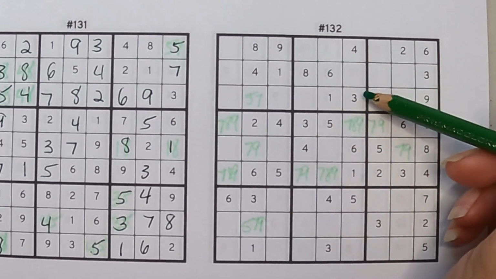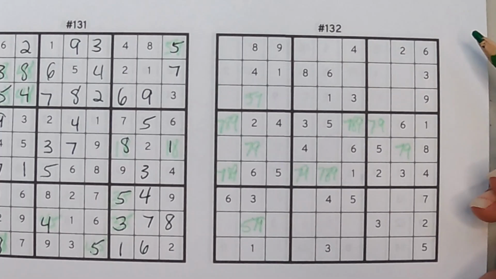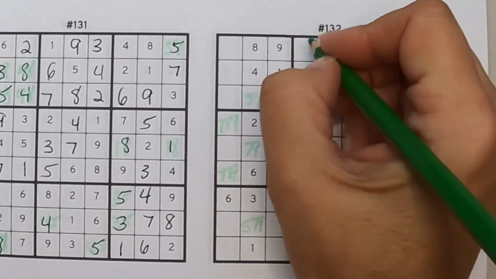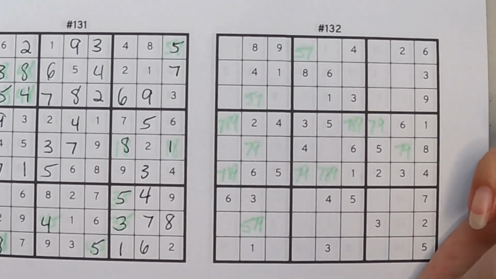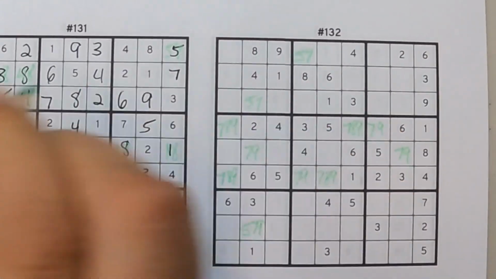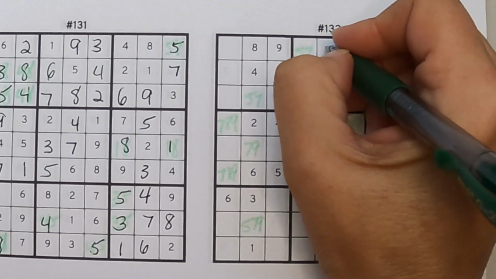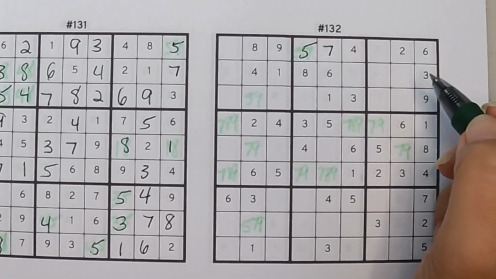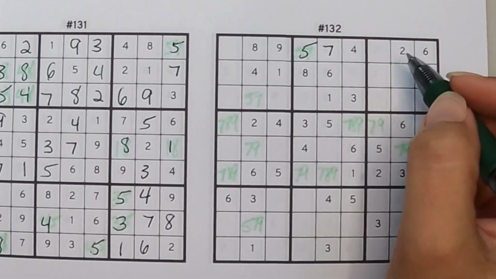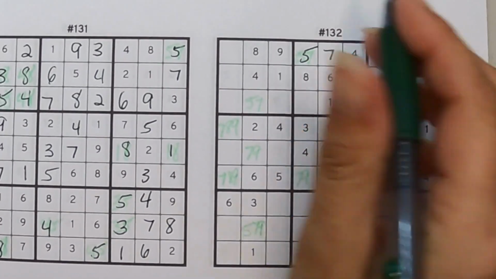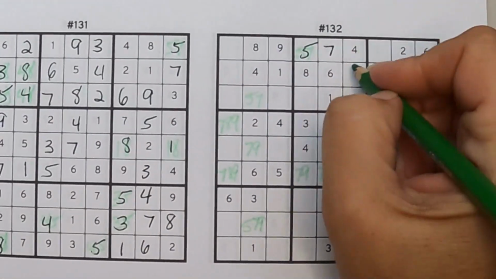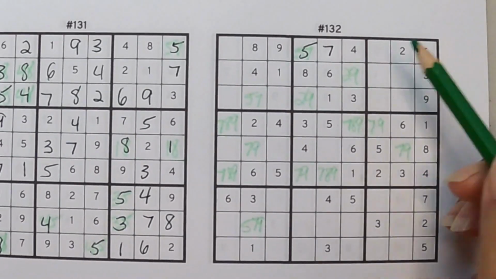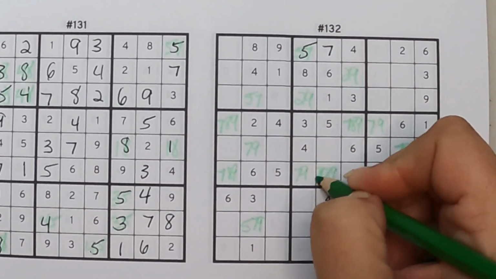If we look at this box, we're missing 2, 5, 7, and 9. We've got 2 and 9 here, so 5, 7. And 5 here means this is our 7. No other help, so 2, 9. With that 7, we can get rid of this 7.